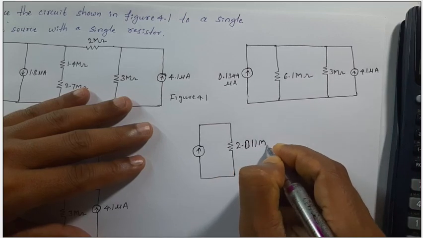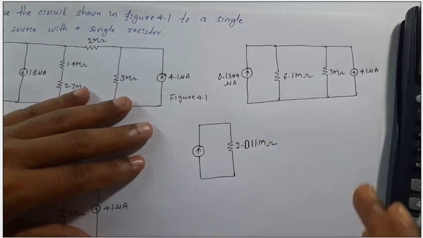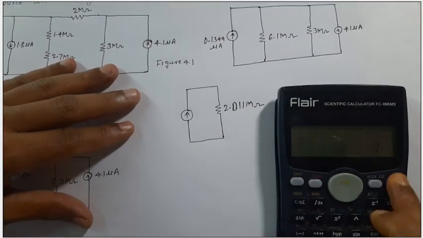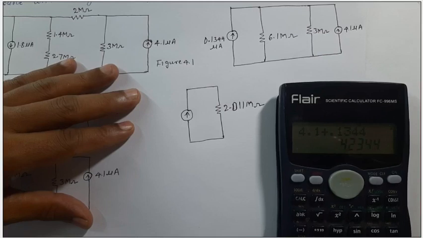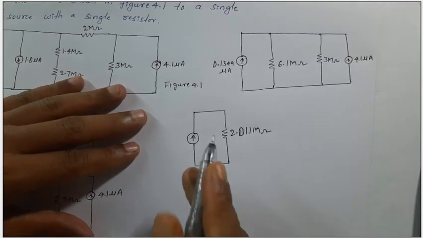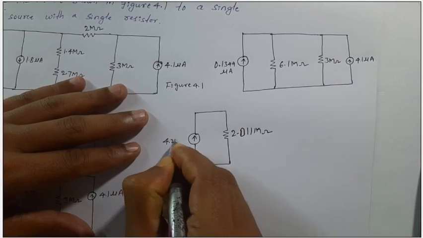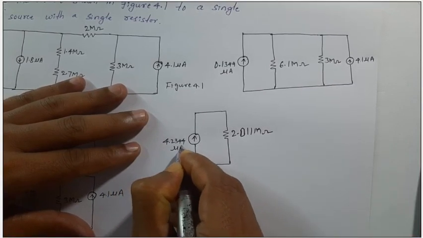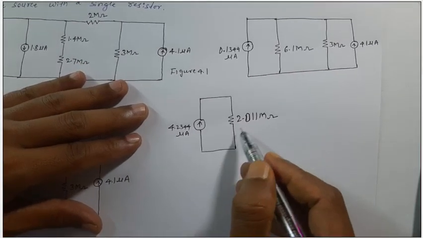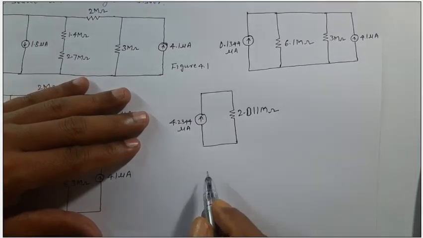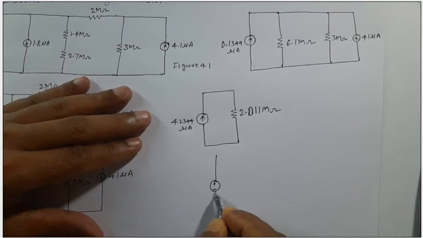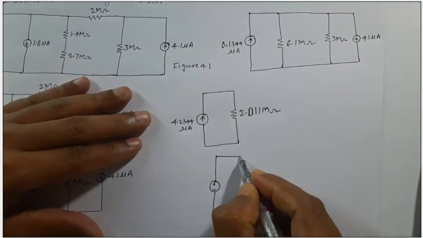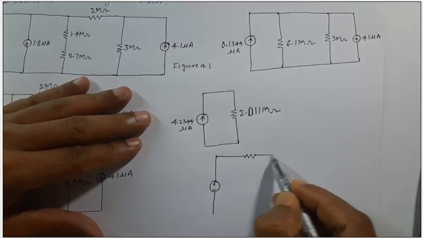And the current is this 4.1 microampere plus 0.1344 microampere, which is equal to 4.2344 microampere. Now dear students, this can be converted to an equivalent voltage source. Wherever the arrow mark is, plus sign, and the other side minus, and this parallel resistor will come in series.